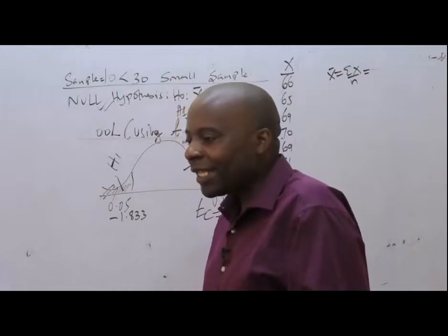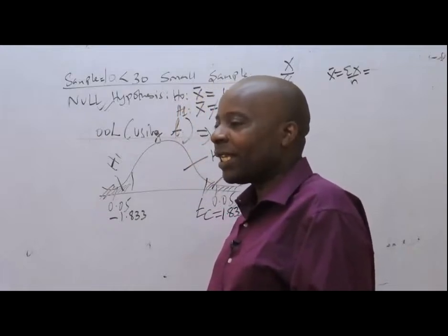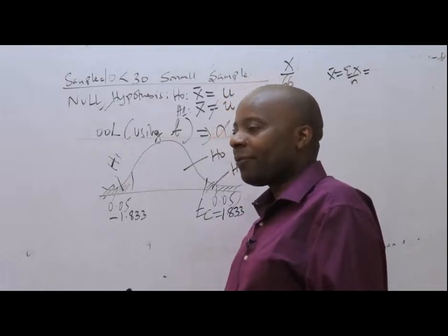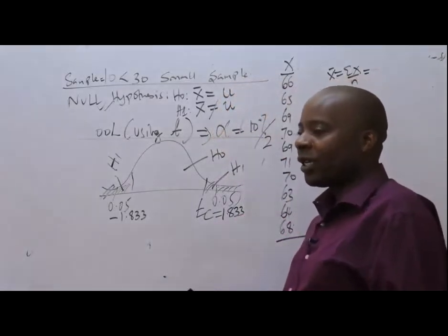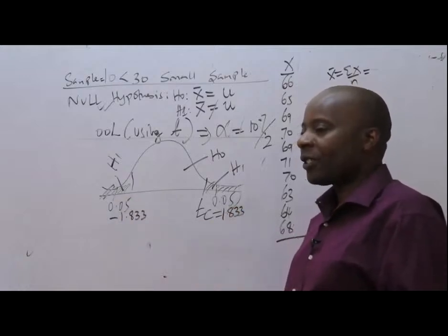The level of significance is 10%. We assumed that the level of significance is 10%. So 10% divided by 2, it came to 0.05, because 10% is for both tails.